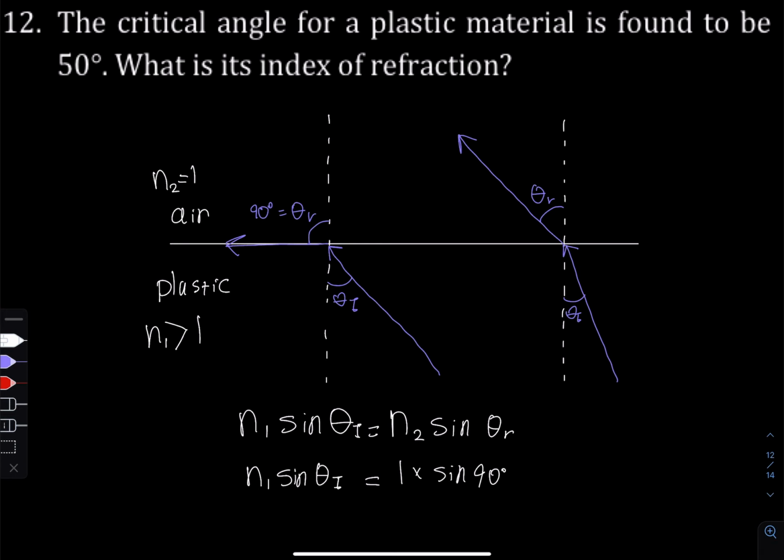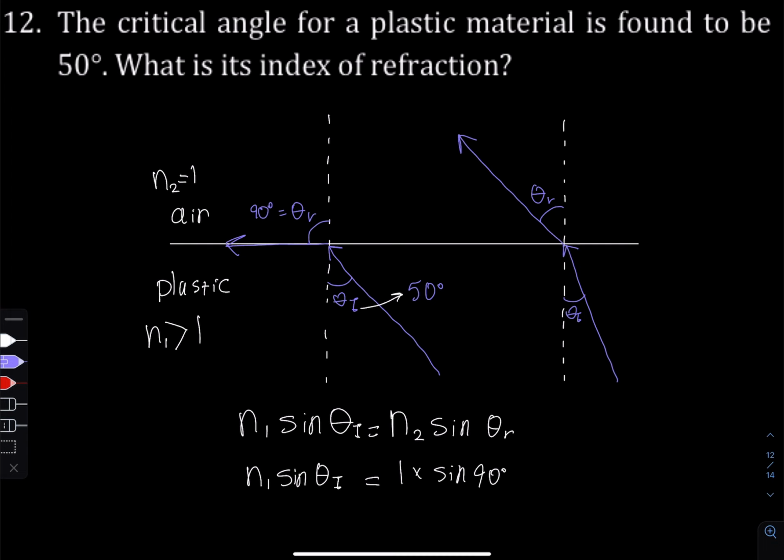And you might wonder, we have two unknowns in here, so what happens? If you read the question again, the critical angle for a plastic material is found to be 50 degrees. The critical angle is the angle of incidence at which the angle of refraction is 90 degrees. Okay, that's what the critical angle means. So this is 50.